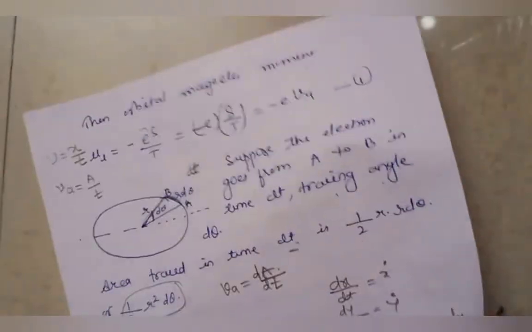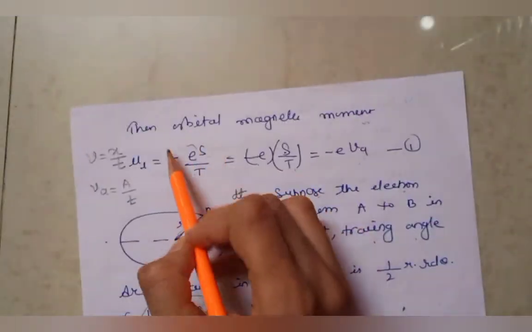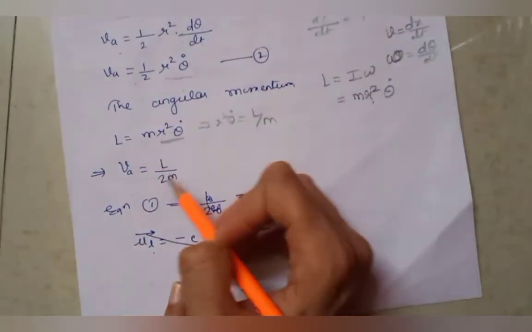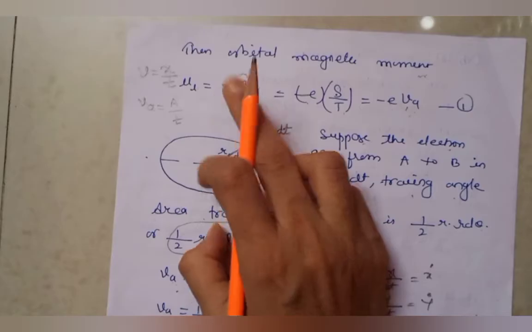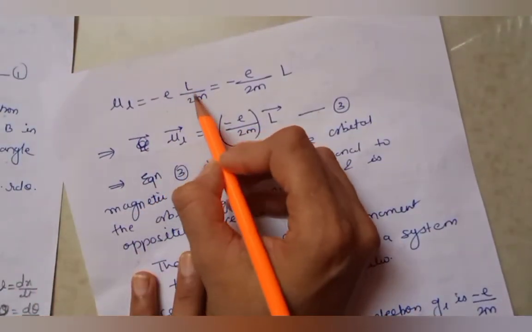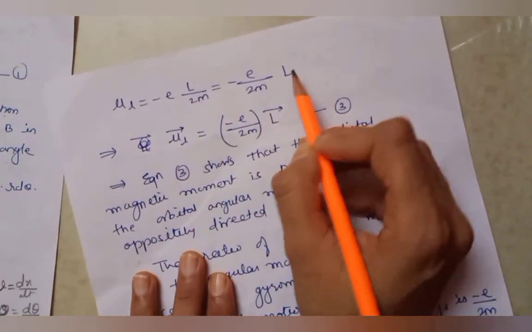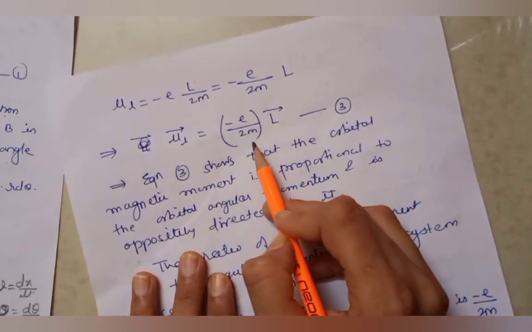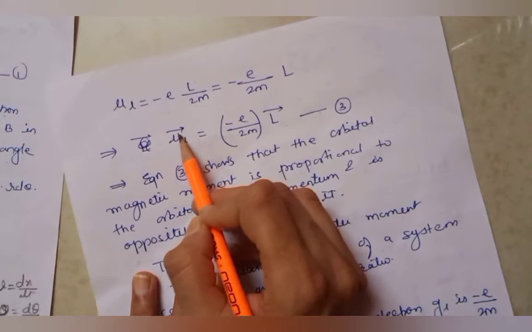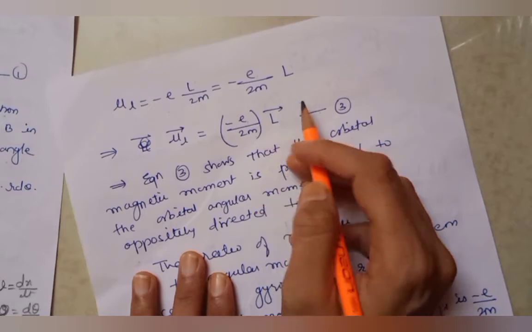Now what is the equation for mu L? What did we derive? Mu L is equal to minus E into VA. What we got the value of VA? VA is L upon 2m. So we will substitute these two values here. So what I will get is mu L is equal to minus E into VA. The value of VA is L upon 2m. So I'm getting mu L is equal to minus E upon 2m into L. So mu L is minus E upon twice m into L. This I have written in the vector form. Vector magnetic moment is minus E upon twice m, vector angular momentum.